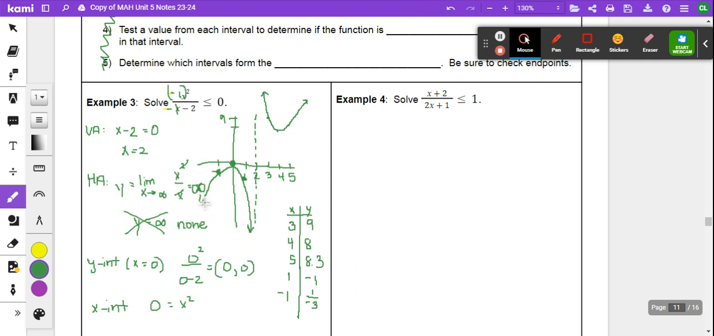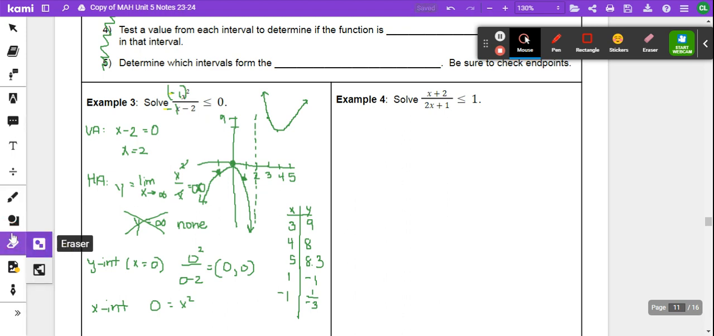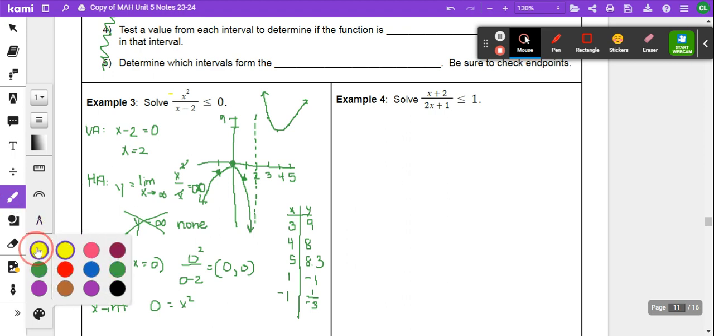This one actually has an oblique asymptote. If you're interested in that, take a look in the textbook. Oblique asymptotes occur when the numerator is 1 degree higher than the bottom. We are not going to cover horizontal asymptotes, or oblique. I'm sorry, I said horizontal. Oblique. Oblique just means that it's slanted. So it's going to be a line.